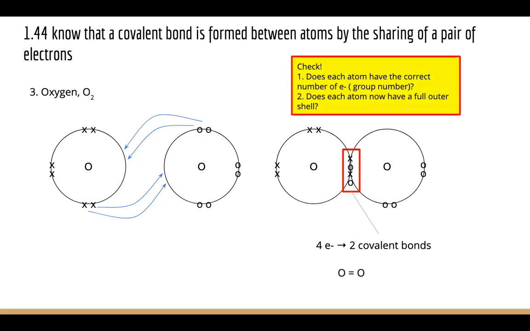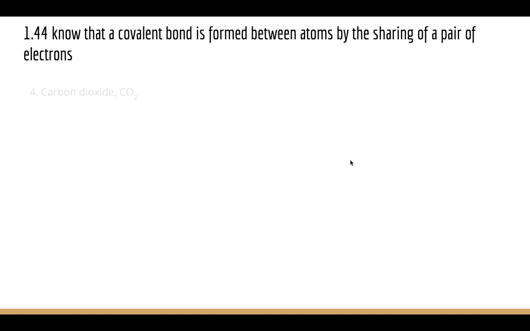Again, check, does each atom have the correct number of electrons? Group number, oxygen, 1, 2, 3, 4, 5, 6. It's in group 6. Oxygen, 2, 4, 6. It's in group 6. Does it now have a full outer shell? Oxygen, 2, 4, 6, 8. Oxygen, 2, 4, 6, 8. It all works. A couple more examples to look at.